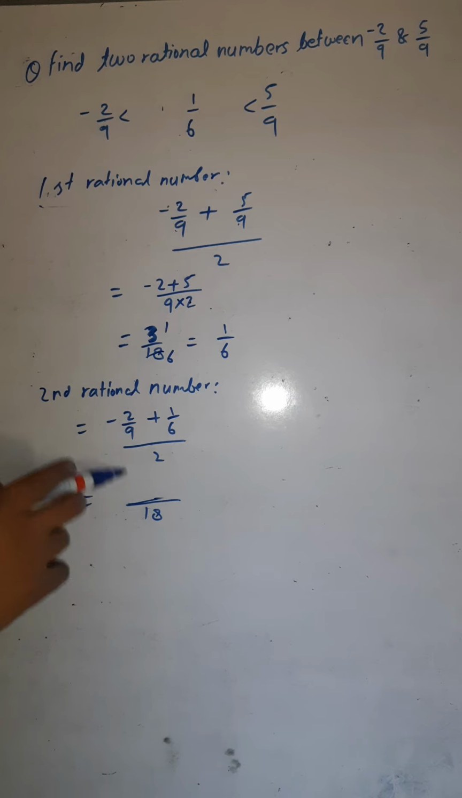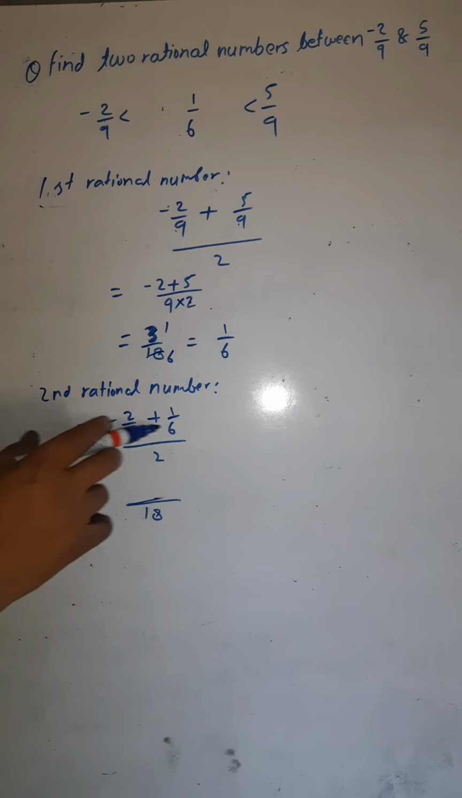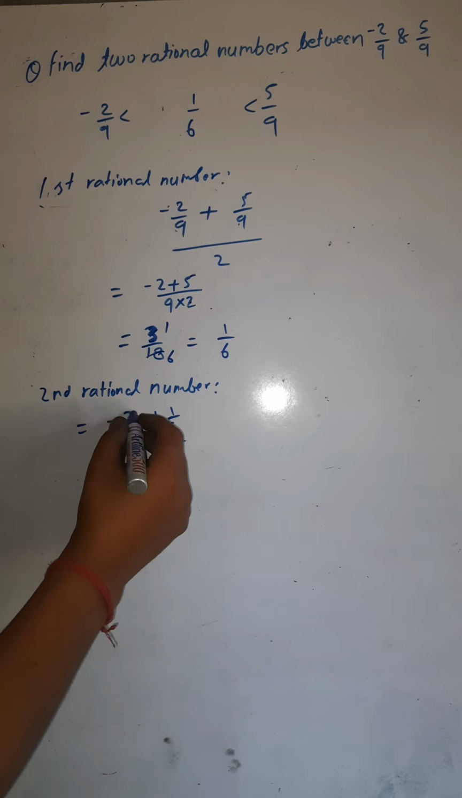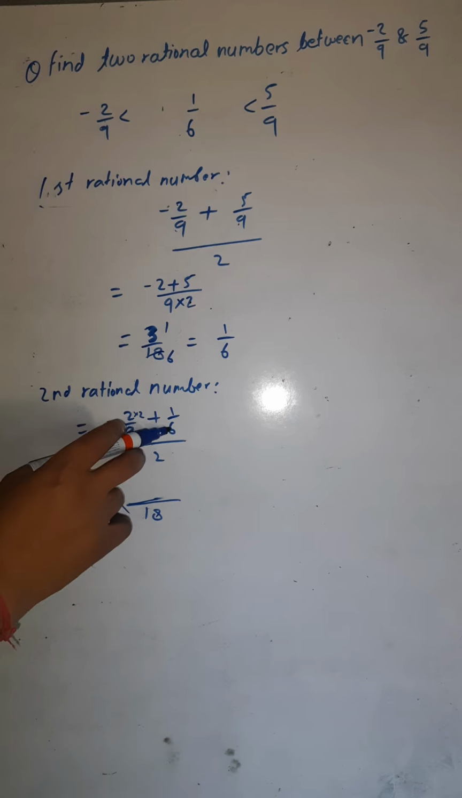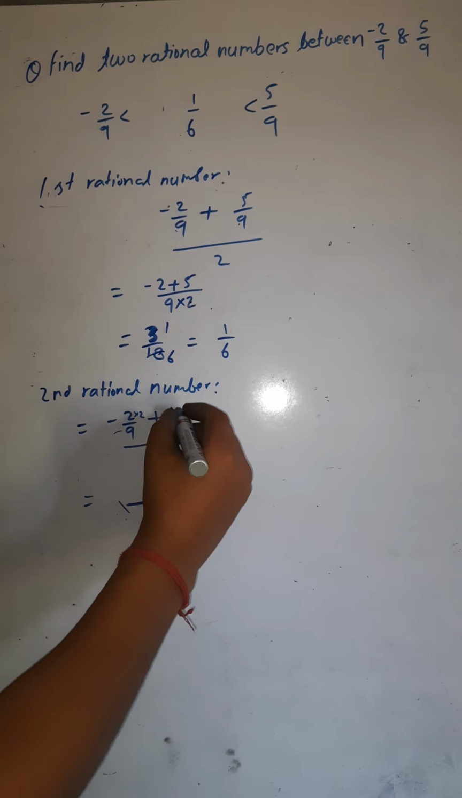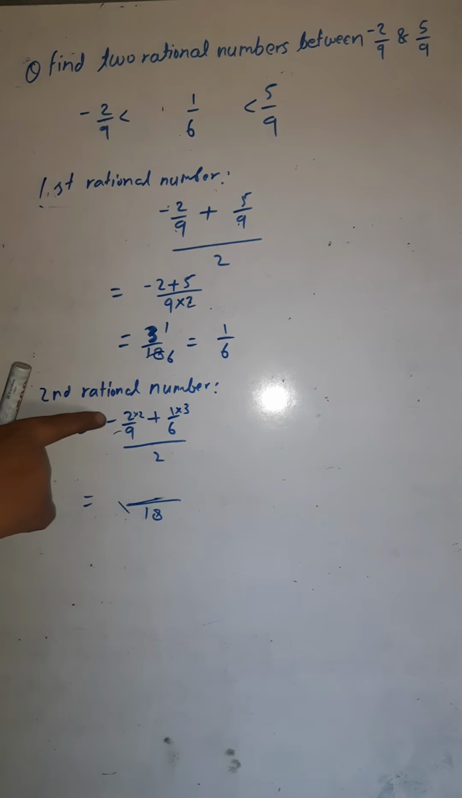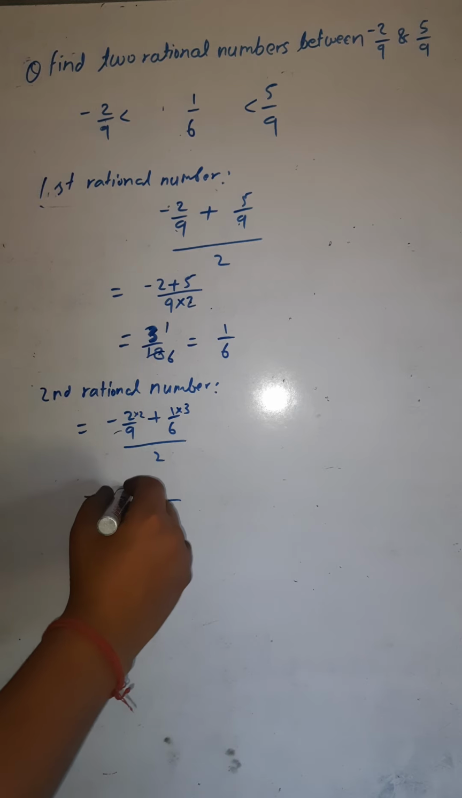Now what to do? I would divide this 18 by both the denominators. First I would divide this LCM by 9. 9 twos are 18. So here I am going to multiply by 2. Now I would divide this LCM by the second denominator, that is 6. 6 threes are 18, 3 times. So I would multiply here by 3. So the answer would be minus 2 twos are 4.